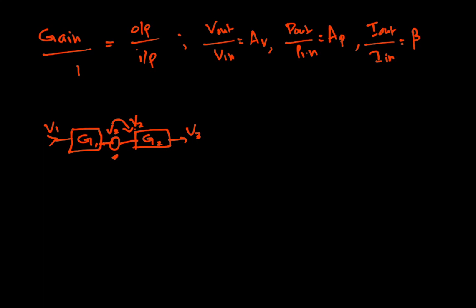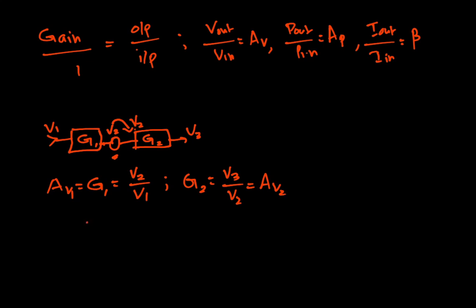Then from the definition of the gain, the gain G1 is equal to V2 divided by V1, and G2, the gain of the second transistor amplifier, is given by V3 by V2. Usually it is AV1, the voltage gain of the first transistor amplifier, and the voltage gain of the second transistor amplifier is AV2. Let it be G2.